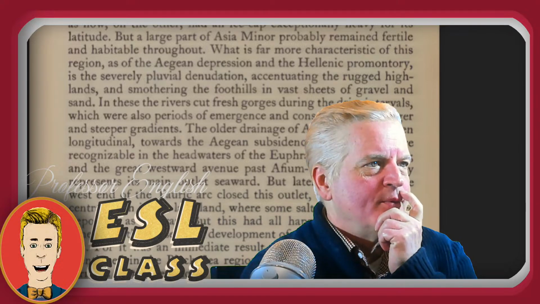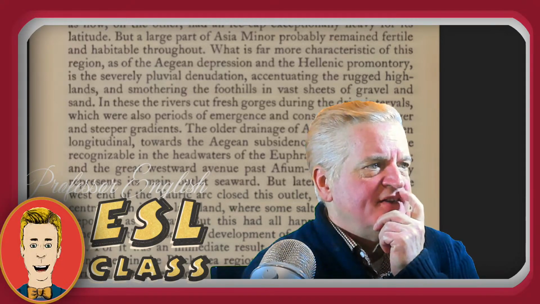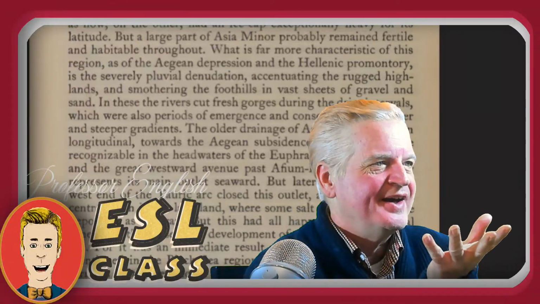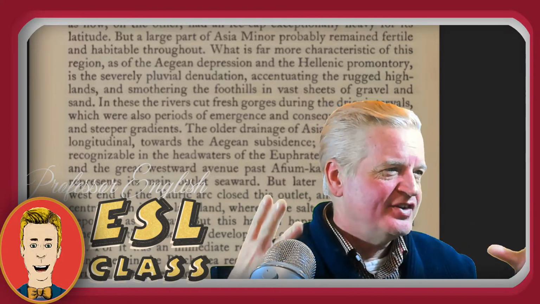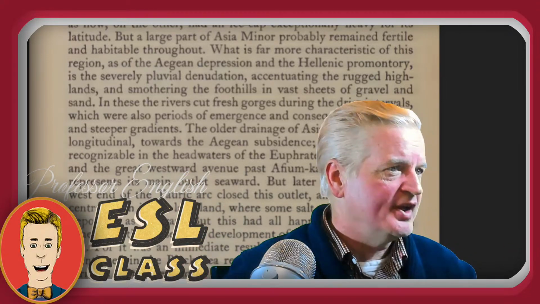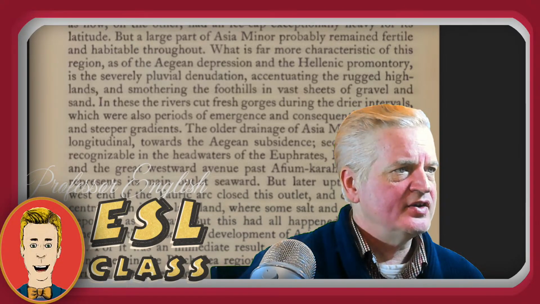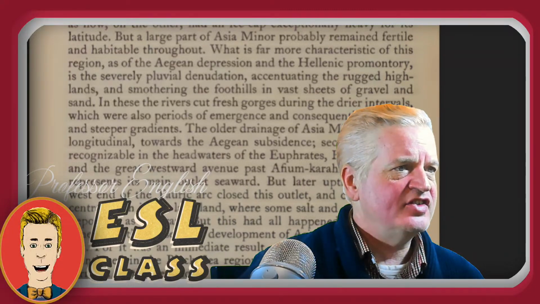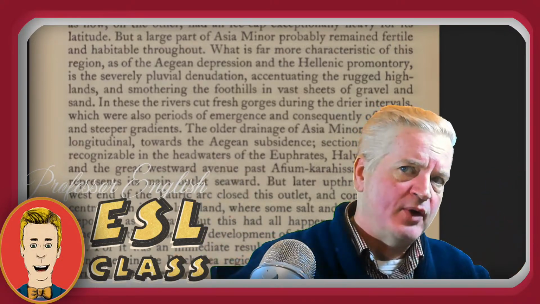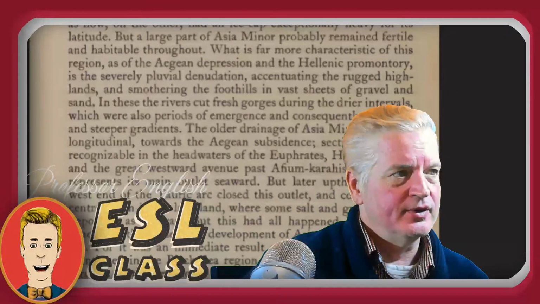Let me read that again. What is far more characteristic of this region, as of the Aegean Depression and the Hellenic promontory, is the severely pluvial denudation. They use such fancy words here. Pluvial, so like rain, flood, denudation, like maybe it rained so hard or there was so much water that it stripped the vegetation, like the grass and the trees. It was hard for those things to grow because of all of the rain. Accentuating the rugged highlands and smothering the foothills in vast sheets of gravel and sand. So the rain, or all the water, pushed all the gravel down the mountainsides and smothered maybe the places where vegetation would have been able to grow or was growing.